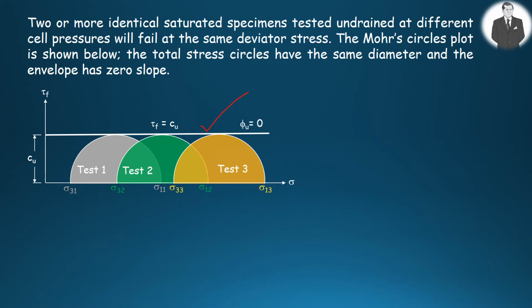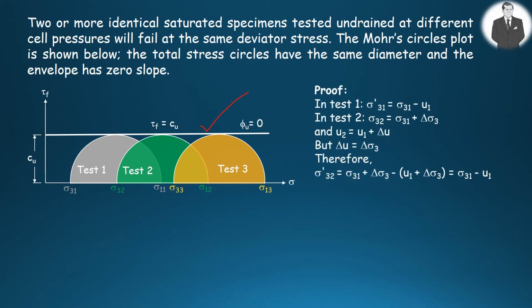Let us justify what we have just said. Now, for the first case, for the first sample, if we define the effective confining pressure, which is sigma prime sub 31, as equal to sigma sub 31 minus U sub 1. U sub 1 is the excess pore pressure developed due to confining pressure applied to the sample under undrained condition.